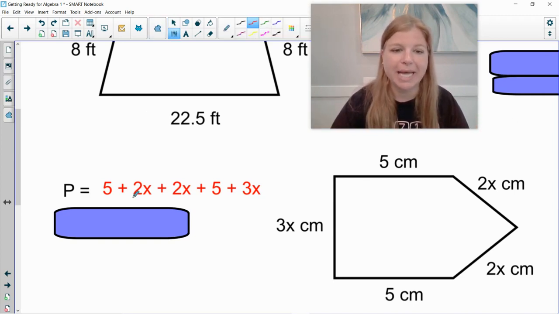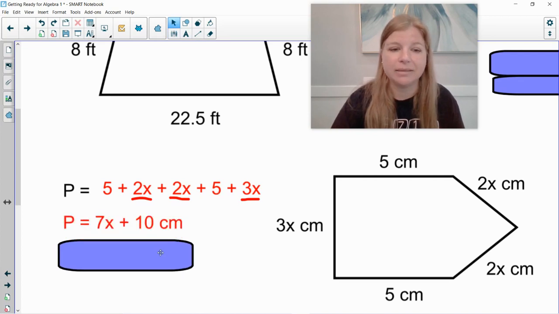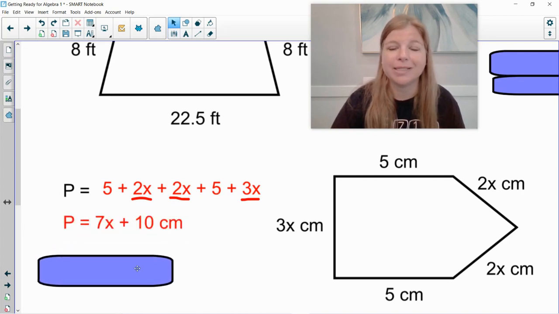These three terms I can combine, 2x, 2x, and 3x. Remember, when you combine like terms, all you do is you just do the math with the coefficients. 2 plus 2 is 4. 4 plus 3 is 7. So 2x plus 2x plus 3x is just 7x. And then 5 plus 5 is 10. And that's my answer, 7x plus 10. And my unit is in centimeters. And so I just leave it as centimeters.